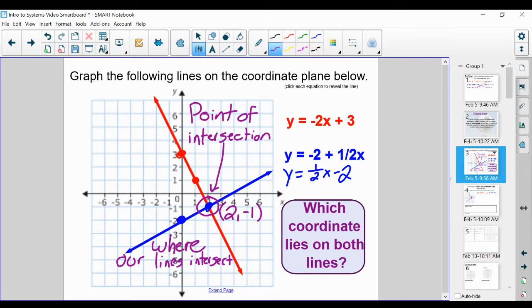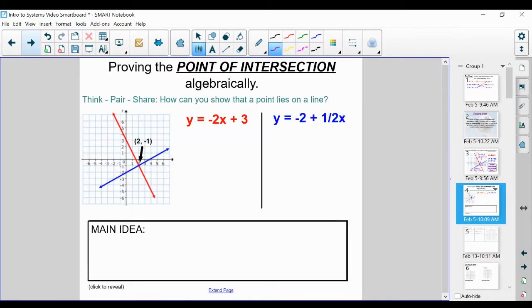And that's going to be the basis of solving what are called systems. And we're going to get to that eventually. But today, the main point is to understand the point of intersection and that it will lie on both of those lines. If we were to substitute in 2, -1 onto that red equation, it should work. And if we substitute into the blue equation, it also should work because it's visually on both of those lines. So let's talk about that real quick. Let's talk about how we're going to prove the point of intersection algebraically.